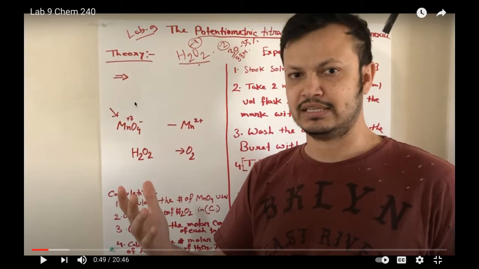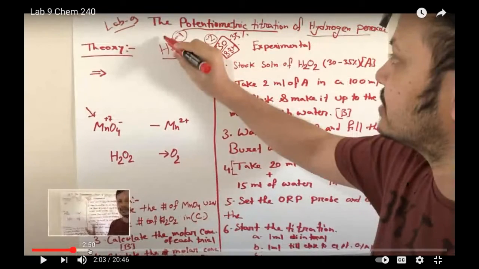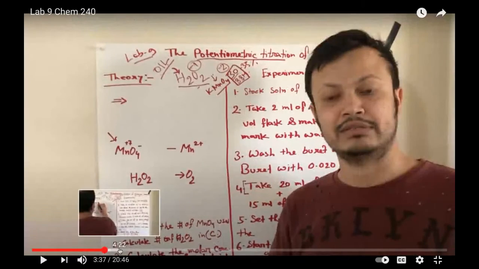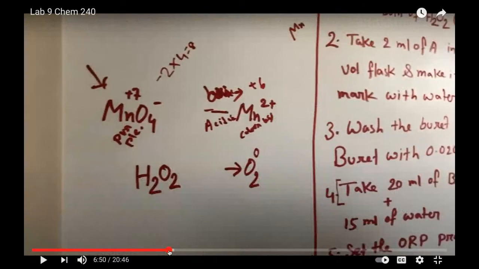The first one is that, as I said, this is a self indicator. The second reason is that it has variable oxidation states, and it gives different colors in different media. So here this is KMnO4. Now when it is in the acidic medium, the oxidation state of the manganese of this KMnO4 is +7.